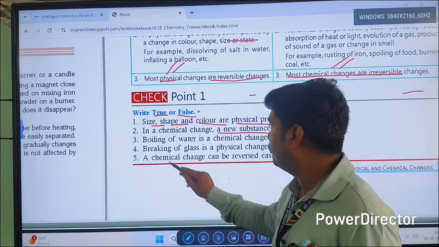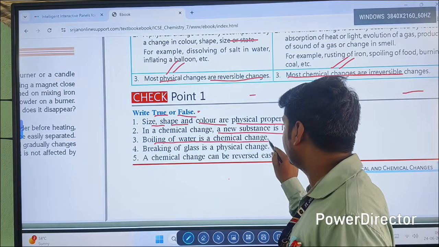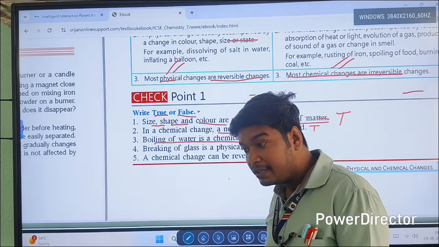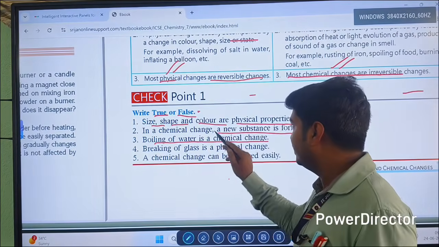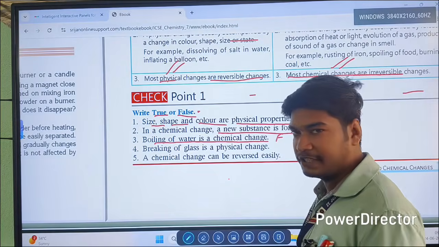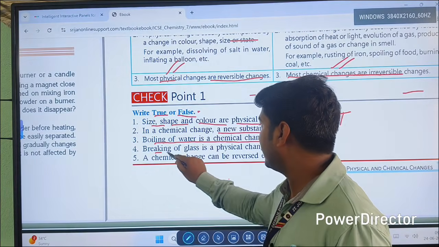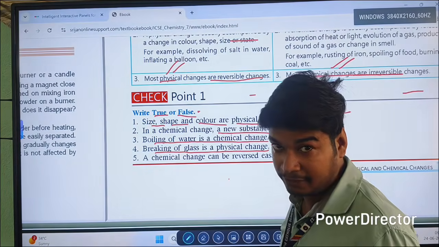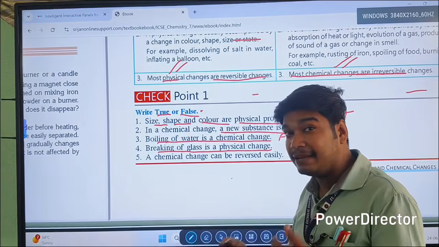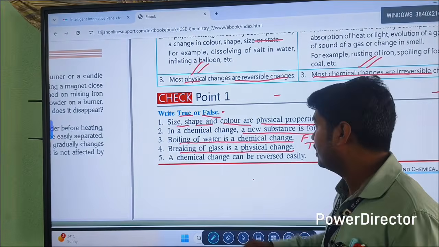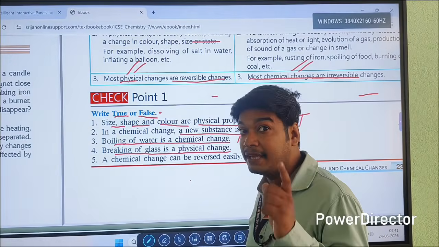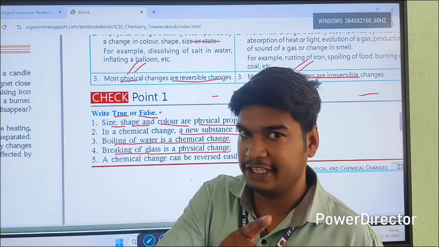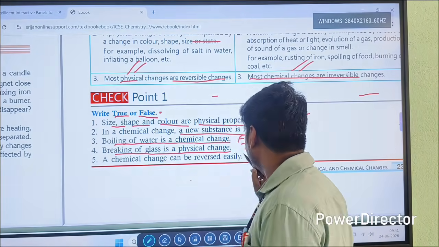Boiling of water is a chemical change. No. Boiling of water can be reversed. Okay, so for that, this is a false statement. Now, breaking of glass is a physical change. Of course, breaking of glass is a physical change because it can be reversed. So this is true. And the chemical change can be reversed easily. No, chemical change can be reversed but not easily. Okay, so this is also false.